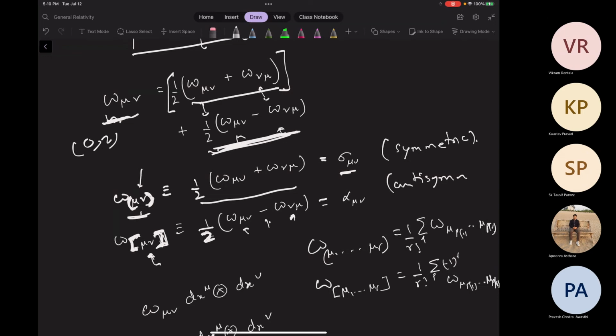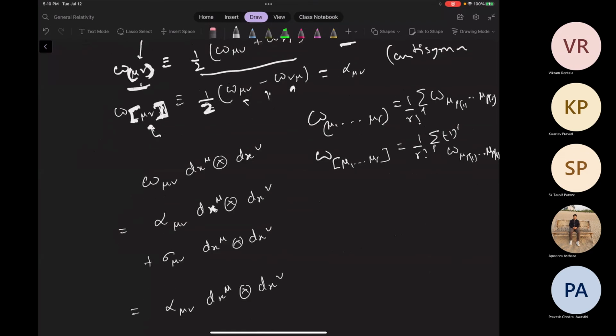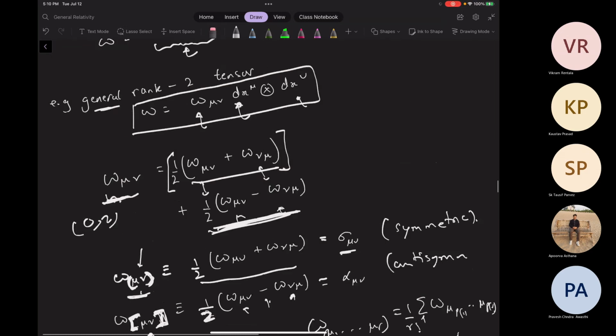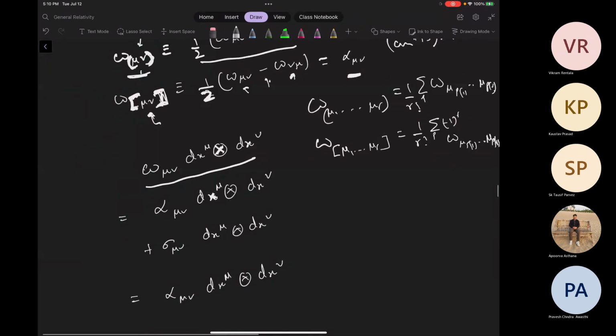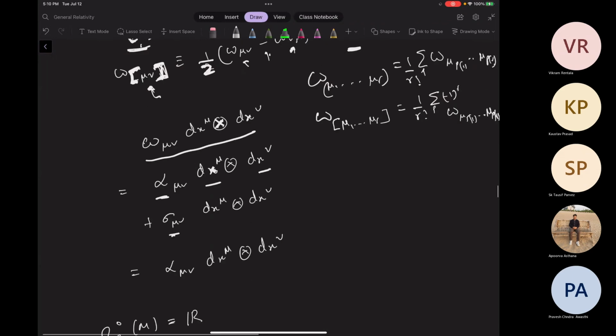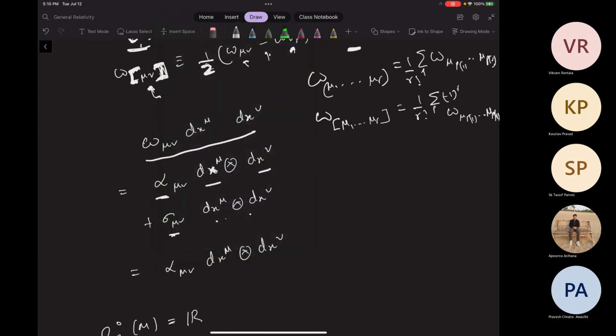For higher tensors, you can't always break it up into a totally symmetric and a totally anti-symmetric part. There will be terms which are partially symmetric, which are not fully symmetric or fully anti-symmetric. Anyway, now what we can do is write this omega mu nu dx mu tensor dx nu. We write it as omega mu nu split into two parts: sigma mu nu, which is the symmetric part, and alpha mu nu, which is the anti-symmetric part. So we'll write it as alpha mu nu times dx mu plus sigma mu nu dx mu. Sorry, what I really wanted to write was the wedge product here.